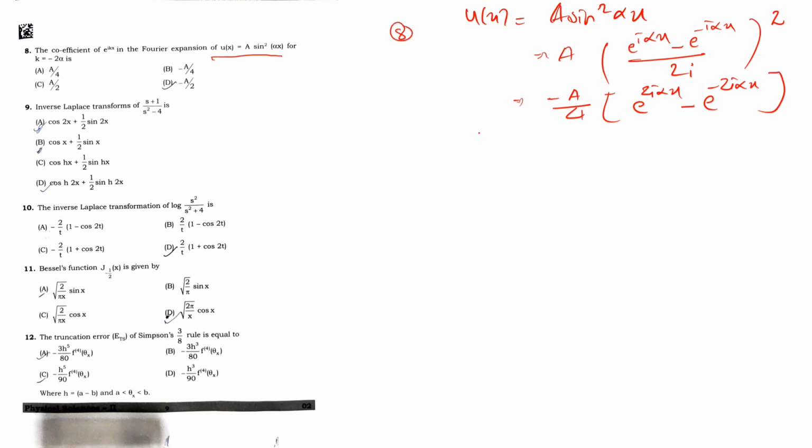Just take the condition k is equal to minus 2 alpha. So alpha is equal to minus k by 2, right? This is what you're having. Therefore, you write here minus a by 4 e to the power. This is what?